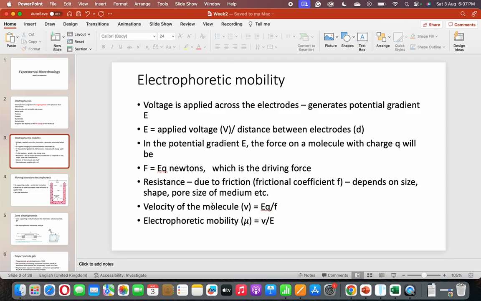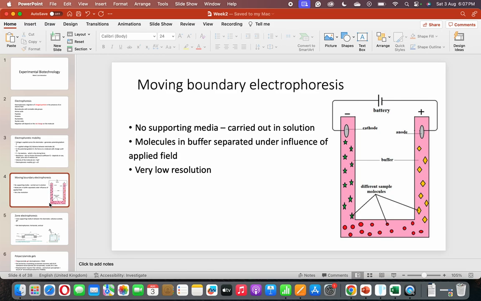Okay, so this is just the basic mathematical equation which underlies electrophoretic mobility. The most basic way to do electrophoresis is to just have a buffer and put two electrodes in it, right? You're not doing anything fancy.